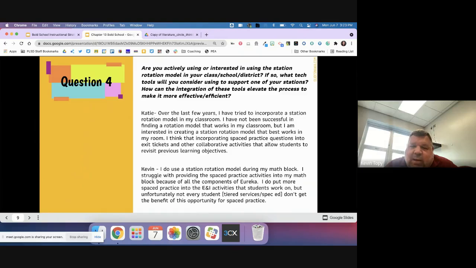But I still find that in my typical or my regular math block, it's still hard to do that spaced practice because there's so many parts of Eureka that go into the stations. It's hard to say what aren't they going to do from the Eureka curriculum during that math block. So a lot of my spaced practice activities come into my E&I time, but then not all students get that. Your students that are tiered don't get time with you during E&I, or spec ed don't. So there's that struggle of how do I get that spaced practice into everything.